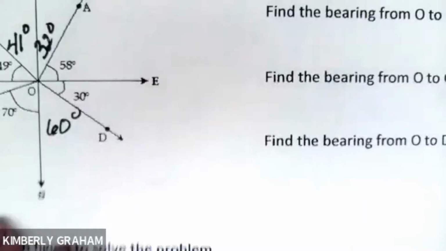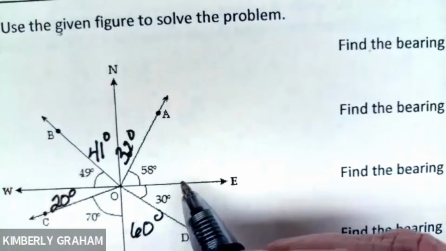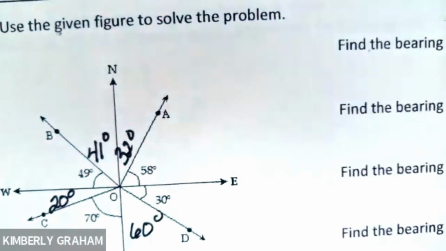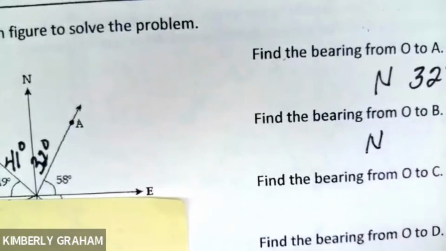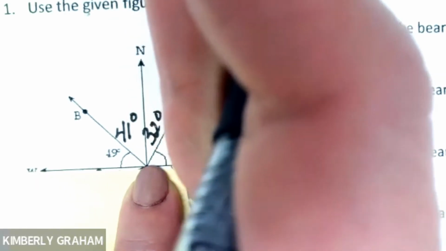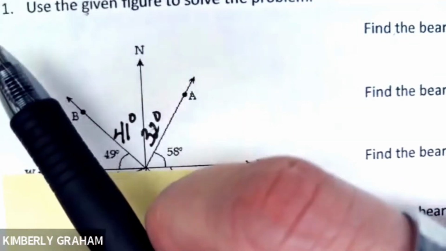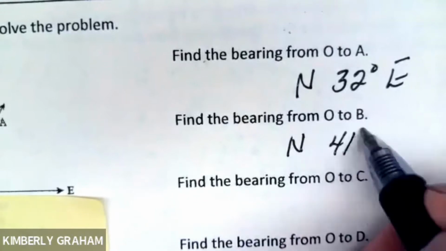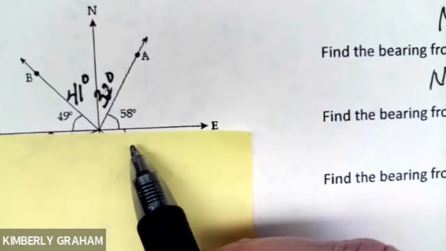Okay, now to get to point B, I'm above or north of the east-west line. So I'm going to start off by looking north. Think of yourself as standing here and looking north, looking straight ahead. I want to get to point B. So I'm going to have to turn 41 degrees toward the west, and then head off in that direction, and I'll eventually end up at point B.